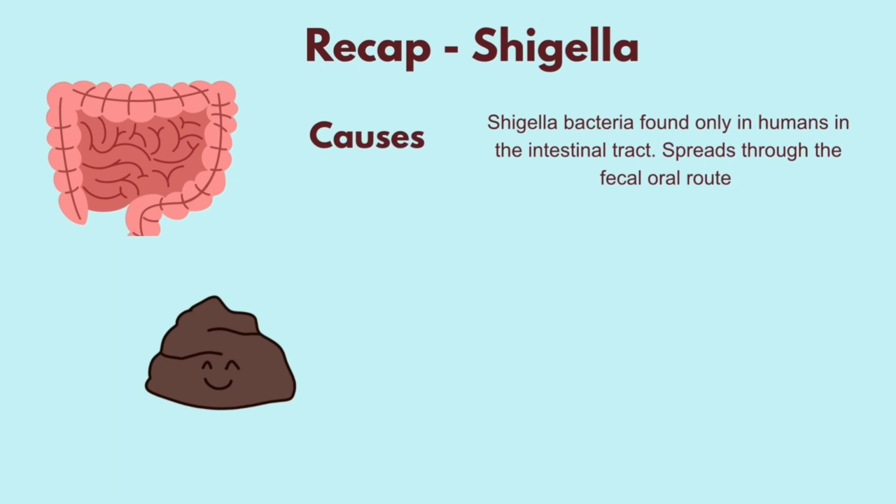Now, let's recap. Shigella is a bacteria that causes the illness shigellosis. It can only be found in humans in the intestinal tract of an infected person and is shed out of the body through the poop. People get it through the fecal-oral route, where they must ingest fecal matter with the Shigella bacteria to become infected. This could be from water, food, or through sexual contact.